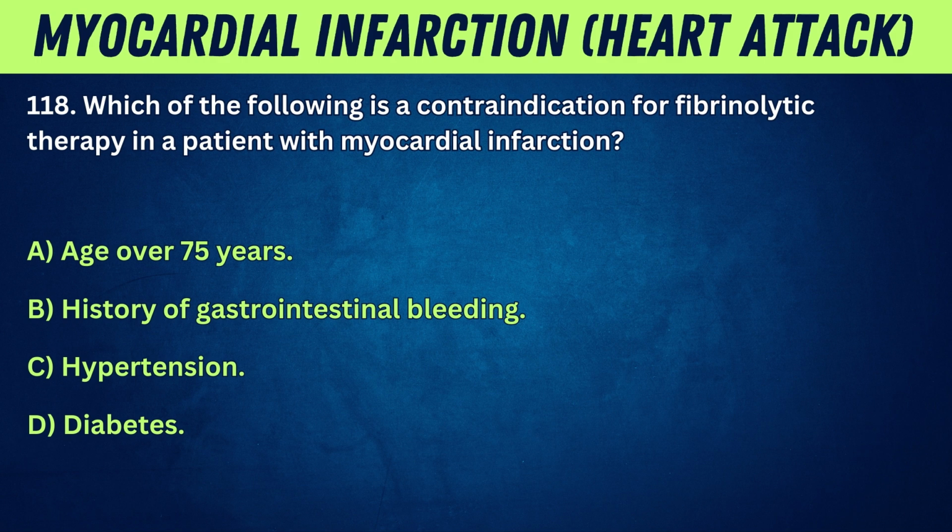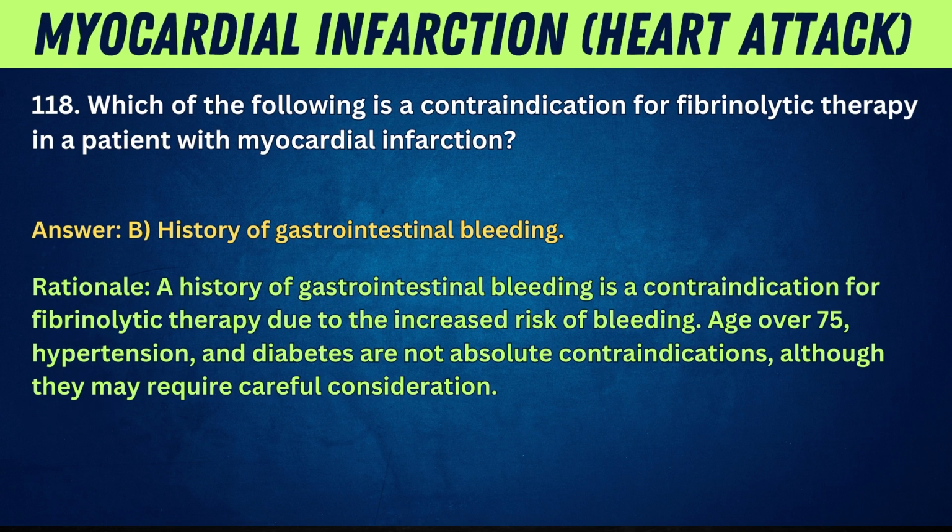118. Which of the following is a contraindication for fibrinolytic therapy in a patient with myocardial infarction? A. Age over 75 years. B. History of gastrointestinal bleeding. C. Hypertension. D. Diabetes. Answer: B. History of gastrointestinal bleeding. Rationale: A history of gastrointestinal bleeding is a contraindication for fibrinolytic therapy due to the increased risk of bleeding. Age over 75, hypertension, and diabetes are not absolute contraindications, although they may require careful consideration.